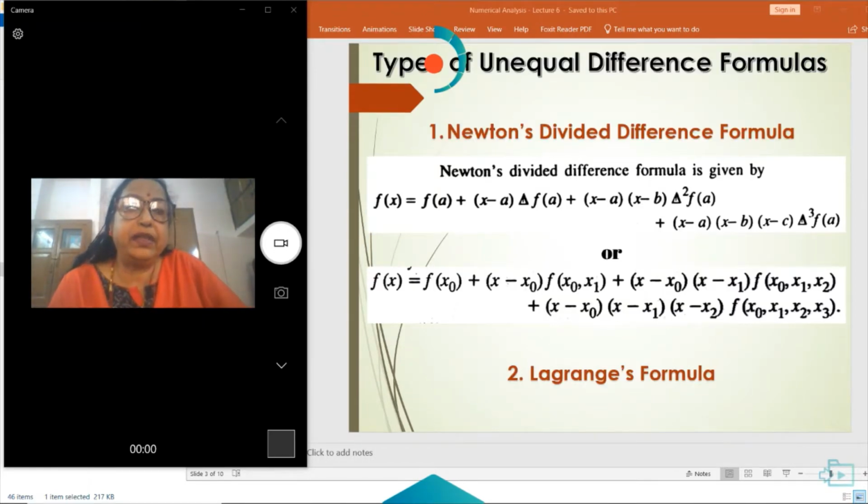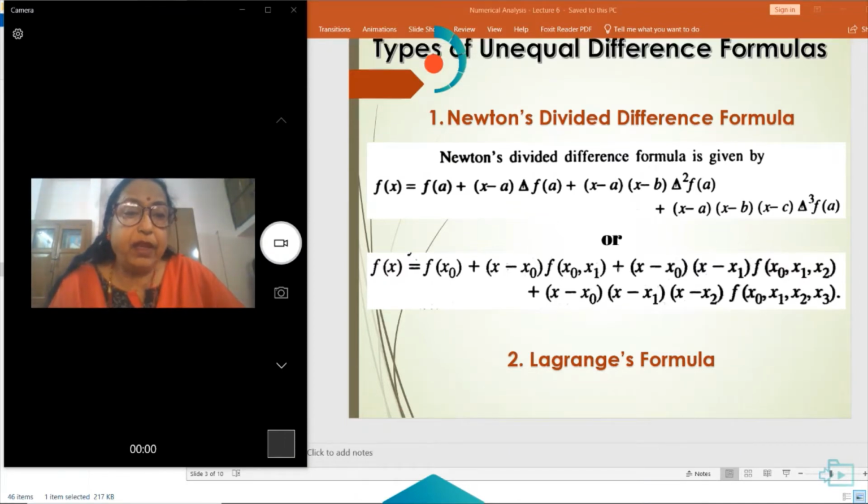The unequal difference formulas, that means when the differences are not equal, we use unequal difference formulas. That case we use two formulas. One is Newton's divided difference formula, another is Lagrange's formula. But today we will discuss only Newton's divided difference formula.